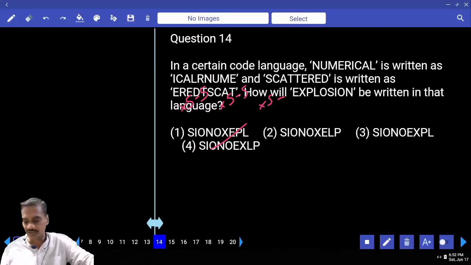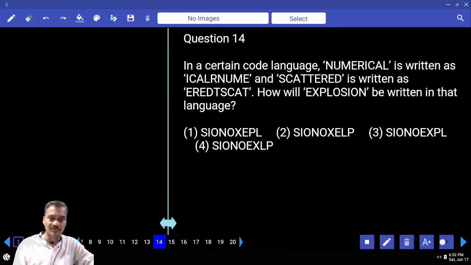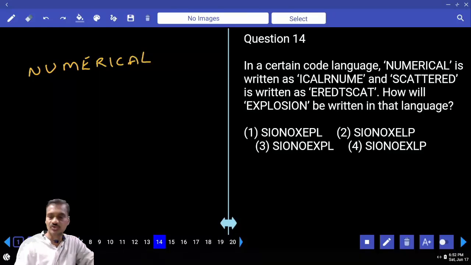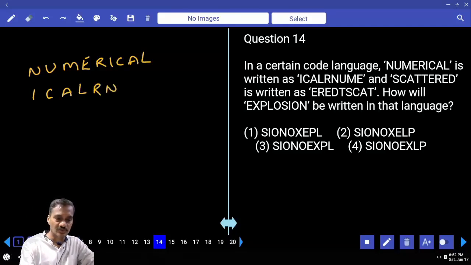The next one, the 14th one. Now in this 14, the word is numerical, N-U-M-E-R-I-C-A-L. And its code is I-C-A-L-R-R-N-U-M-E. Now this is numerical.